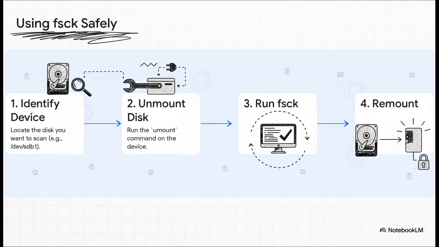So, the safe procedure is always the same, and it's just 4 simple steps. First, you identify the device that needs a checkup. Second, and this is the most critical step, you take it offline using the unmount command. Third, you run fsck and let it work its magic. And finally, once it's given the all clear, you just remount it and it's back in business.